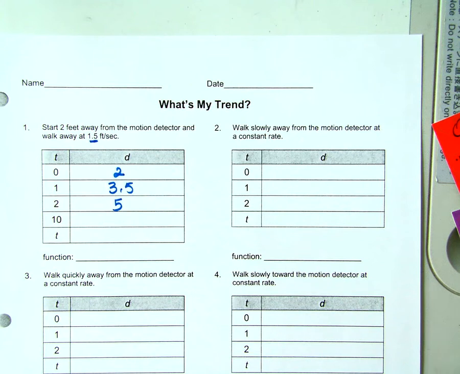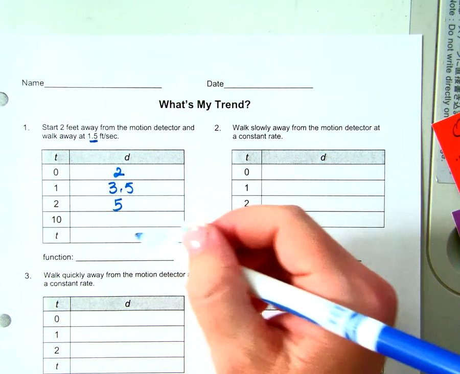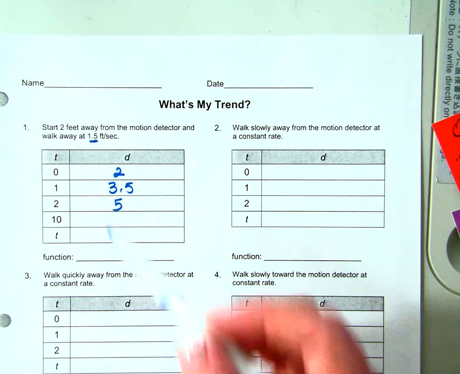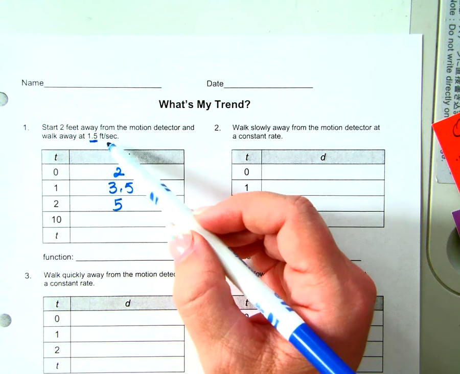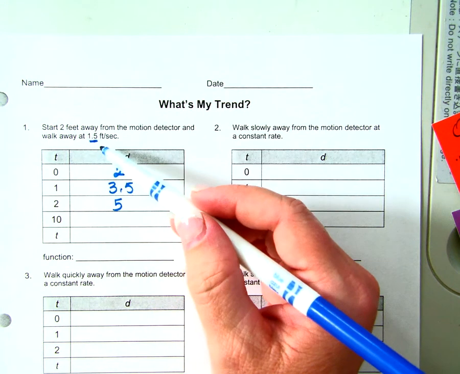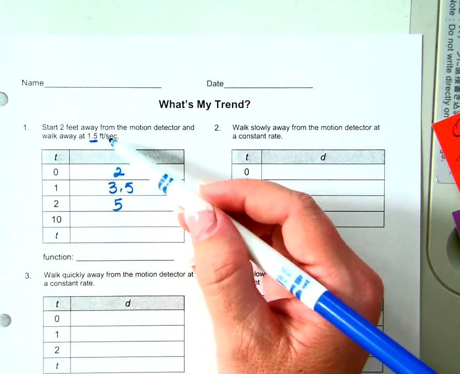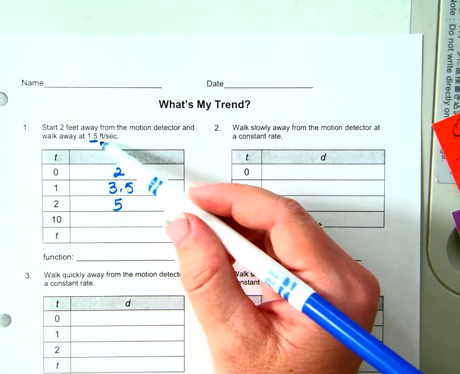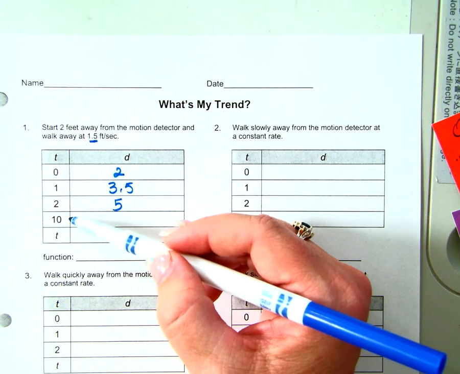Okay? So now here's the tricky part, right? What happens if t is 10? What happens if our time is 10? Do we just want to add 1.5, 1.5, 1.5 until we get to 10? No, there's got to be a faster way, right? If it's 1.5 feet per second and we know we're going for 10 seconds, what does the "per" mean right there? Multiply, right? So it's 1.5 times 10, 15.